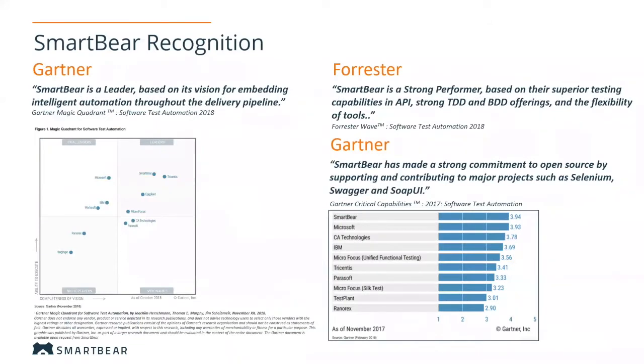SmartBear has been recognized as the leading solution in test automation by the most prestigious third-party research firms. That includes being placed as leaders in the Gartner Magic Quadrant for software test automation, ranking us as the highest vendor for our ability to execute for our customers. This is from 2018, but recently we were recognized by Gartner once again as the 2019 leader in software test automation. Now let's dive into ReadyAPI.